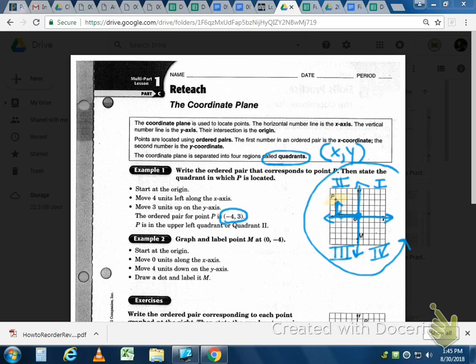Notice how they have a parenthesis, -4, comma, 3, close parenthesis. Then you look and see what quadrant it's in, and it falls in quadrant 2. So they have to say that I've got the ordered pair -4, 3 in quadrant 2.